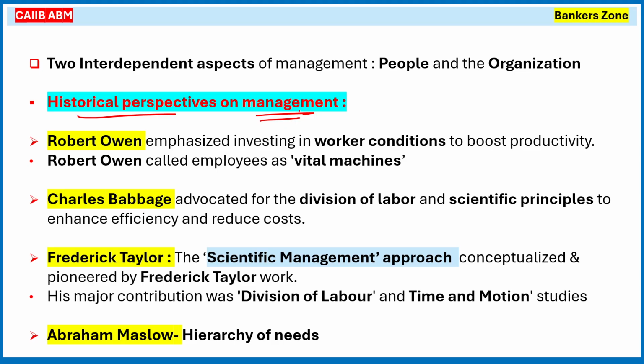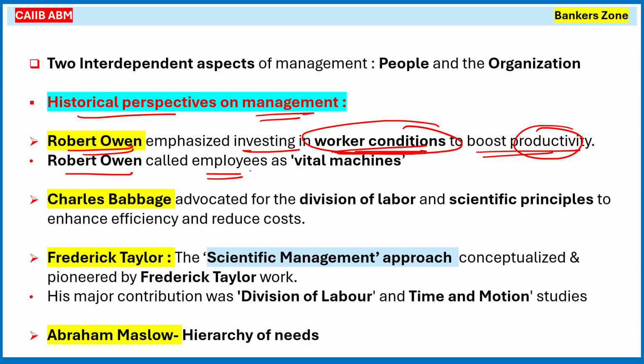Robert Owen emphasized investing in worker conditions to boost productivity. He thought of the worker like a vital machine. It is very important from an exam point of view. Robert Owen says you should improve the working conditions of the employee. If they are happy to work, obviously the productivity will increase. So Robert Owen called the employee the vital machine. It is very, very important for exams. It's a starting question, right? So remember, Robert Owen called the employee the vital machine.